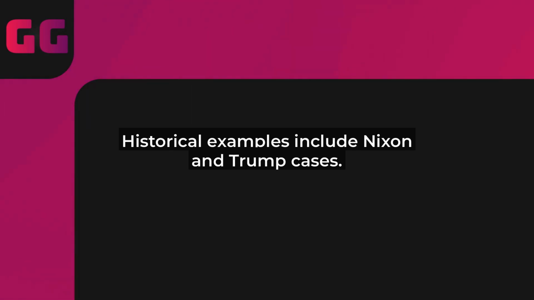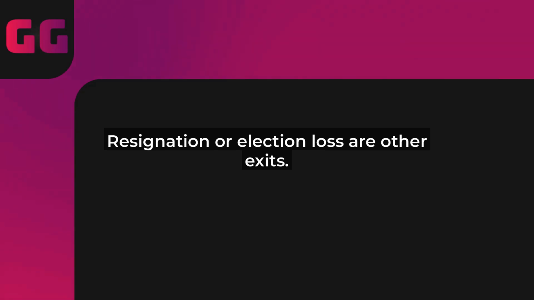But wait, there's more. Presidents can also leave office voluntarily through resignation, like Nixon did, or simply by losing an election and serving out their term. In 2025, with potential elections on the horizon, understanding these mechanisms is crucial for keeping our government accountable.